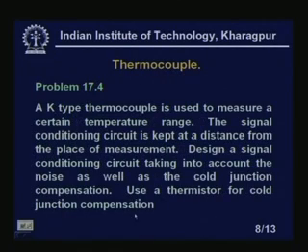It is telling that a K-type thermocouple is used to measure a certain temperature change range, and the signal conditioning circuitry is kept at a distance from the place of the measurements. That means I need a cold junction compensation, because if the point of the installation of the sensor and the point of the voltmeter are far away, I need some compensating cable, or lead wire as we sometimes call it.